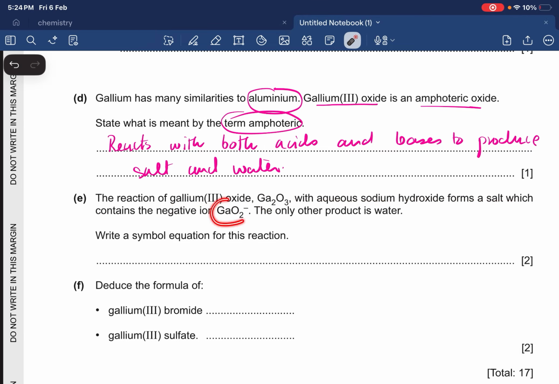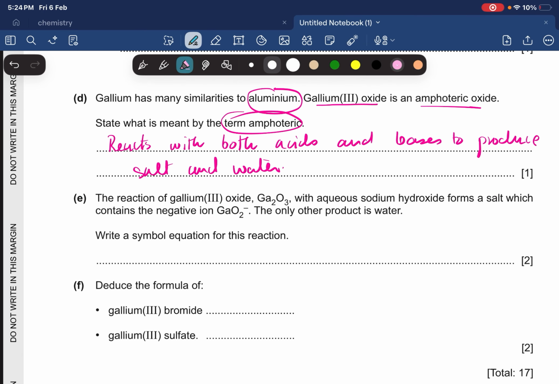The reaction of gallium(III) oxide, Ga2O3, with aqueous sodium hydroxide forms a salt which contains a negative ion. So they're saying that this gallium oxide is basically reacting with sodium hydroxide. It's reacting because it's an amphoteric oxide. It's going to react with a base as well, or an alkali, to form a salt which contains the GaO2 negative ion. The only other product is water. Write the symbol equation for this reaction.